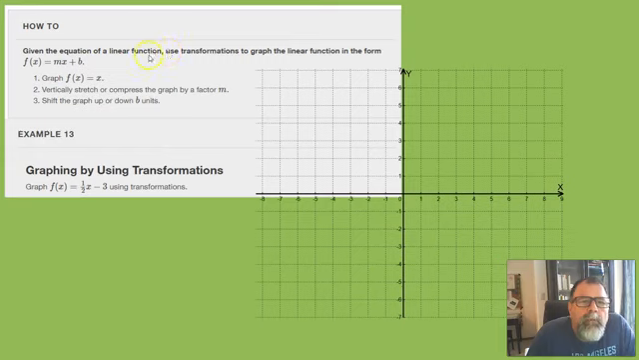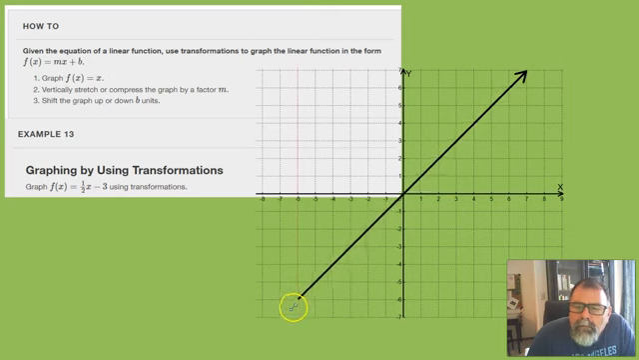So given a linear function, use transformations to graph a line in the form f of x equals mx plus b. So graph the base graph, y equals x, so that's 0, 0, 1, 1, 2, 2, 3, 3, 4, 4, and so on. So this is my base graph. Okay. Then vertically stretch or compress the graph by a factor of m. So here m is 1/2, so we're going to take each of the y coordinates and times it by 1/2. So we're going to cut these in half.